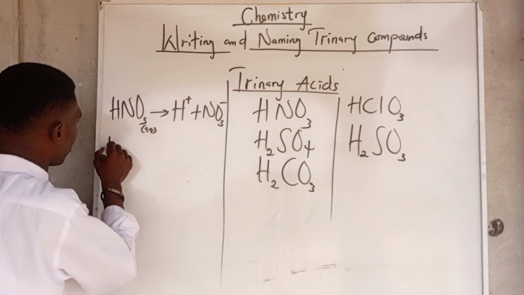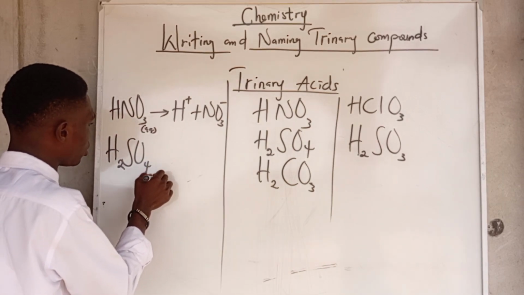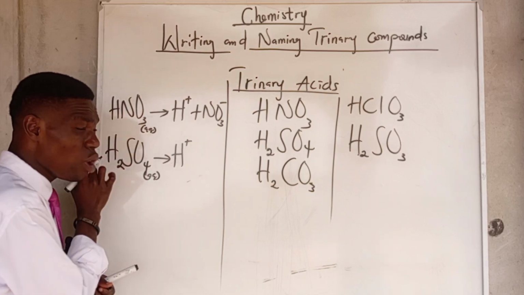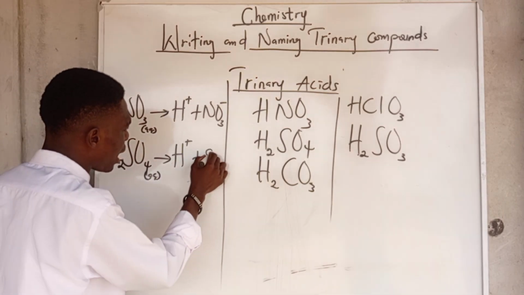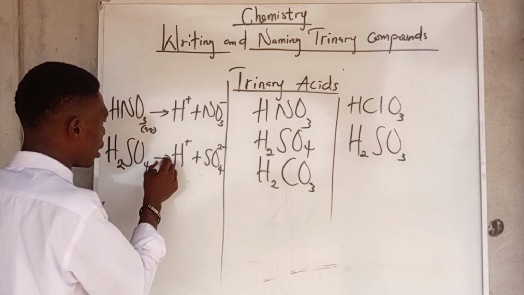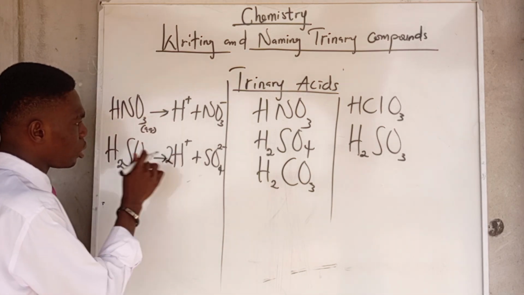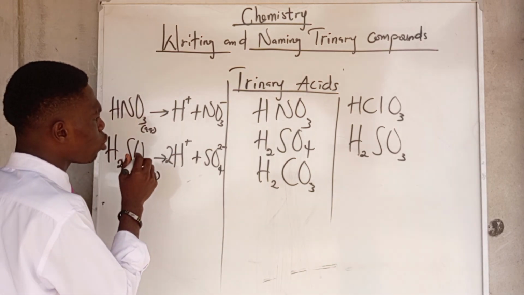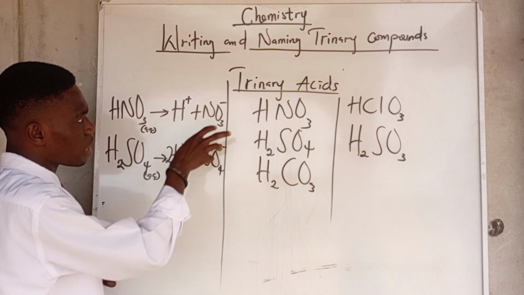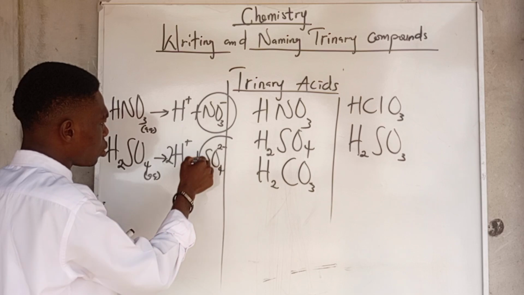So let me also do another one, H2SO4, also in the aqueous state. It's going to give us H plus, since hydrogen ion must be the only positive ion, then the other elements will just form a negative ion. I'm going to give it 2 minus. Are we together now? To balance the equation, I'm going to put this as 2, and the equation is now balanced. So what we're going to be looking at here that will be very useful to us in naming ternary compounds is these other substances here.